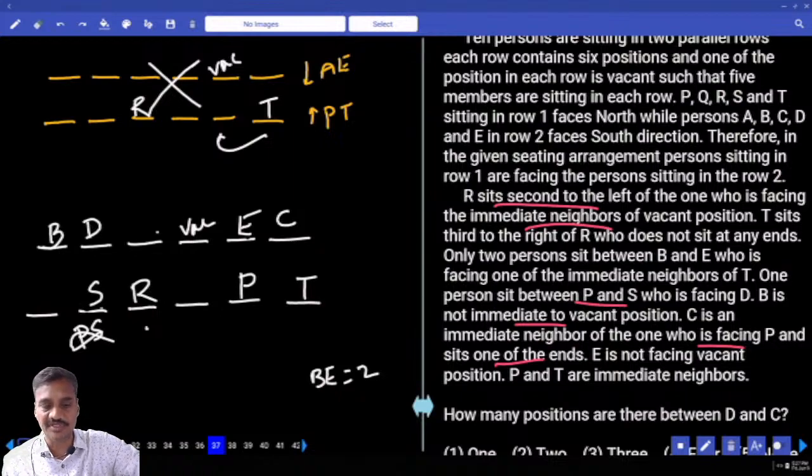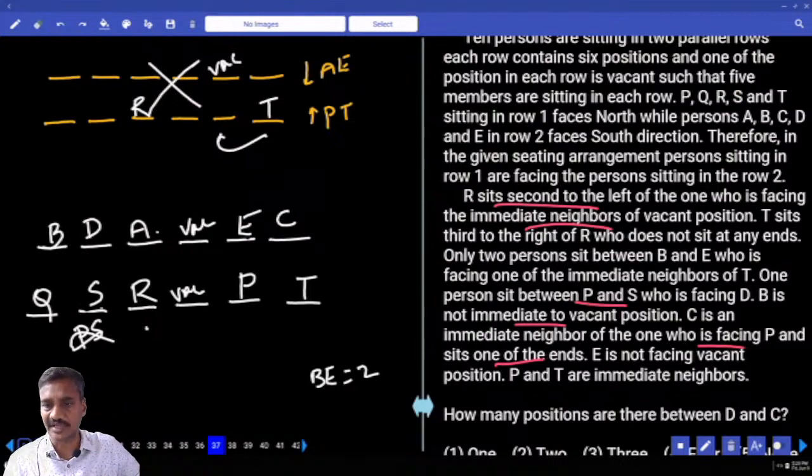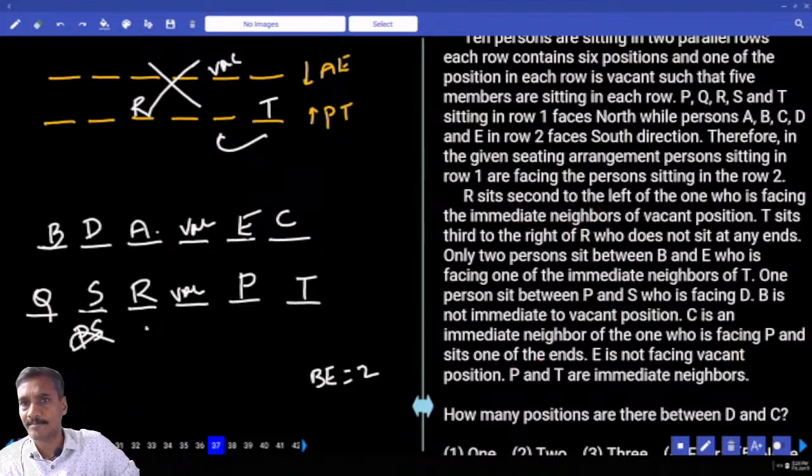E is not facing vacant, and P and T. What about this P and T? P and T are immediate neighbors. Now P and T are immediate neighbors we have. Then who is the person we have? 1 more person is left. Then the next one, and where is the vacant place here? Q is here. Then this must be this. Now vacant is not at the ends.